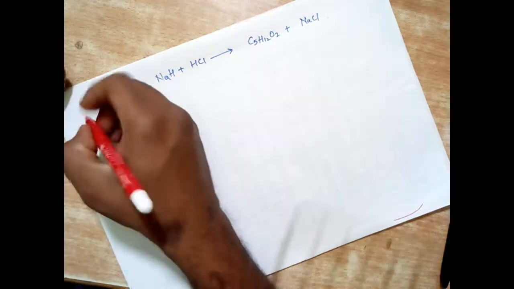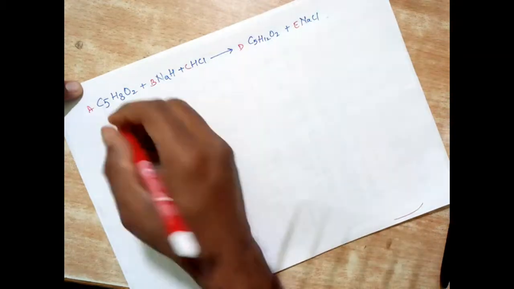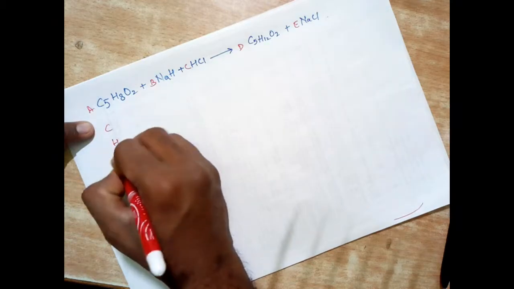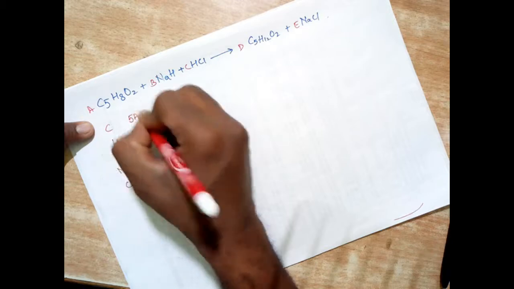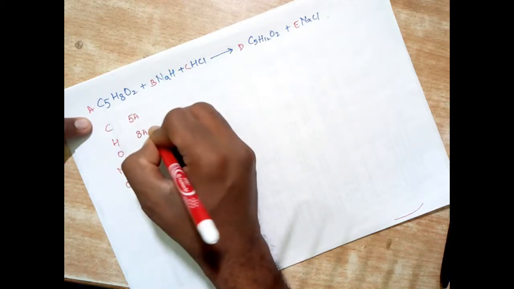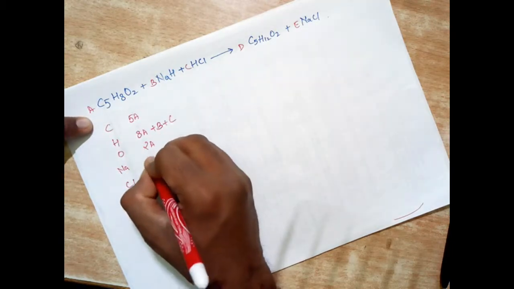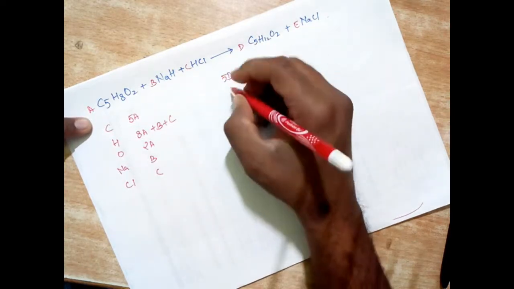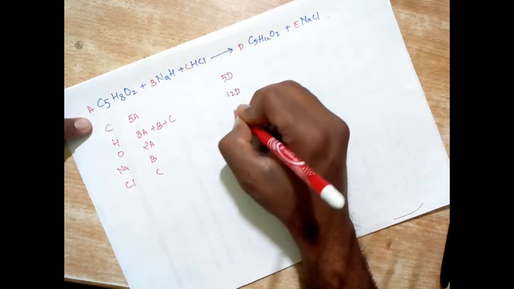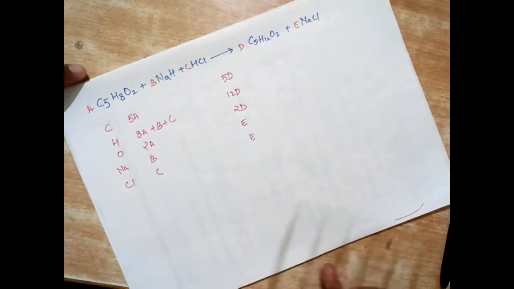We are quickly going to name it as A, B, C, D, E, and then we need not write all the tabular forms. We just simply need to write the elements and their values: 5A, 8A plus B plus C, 2A, B, C. And on the right hand side we have 5D, 12D, 2D, E, and E. This is a bit simple.